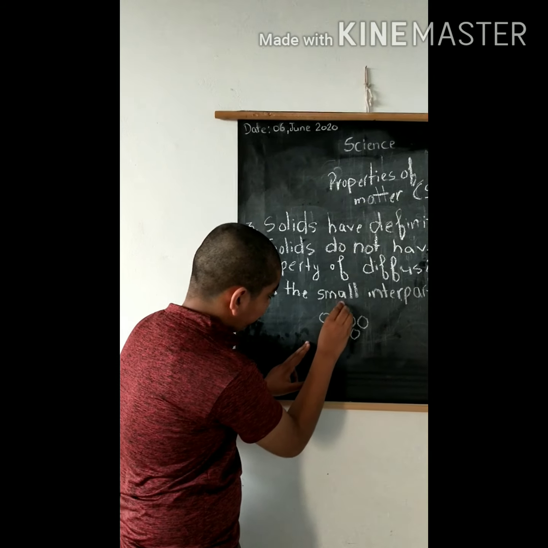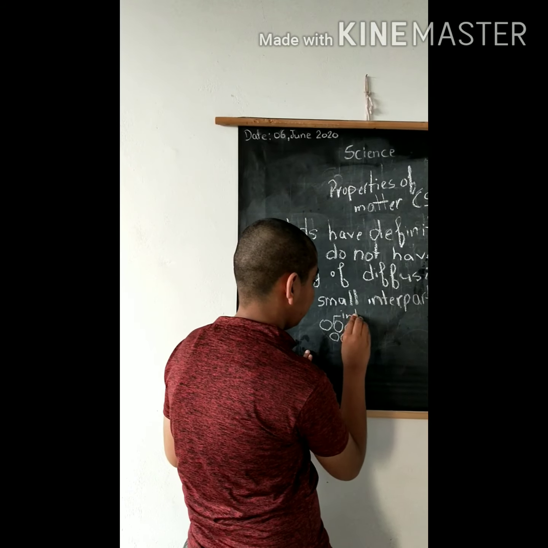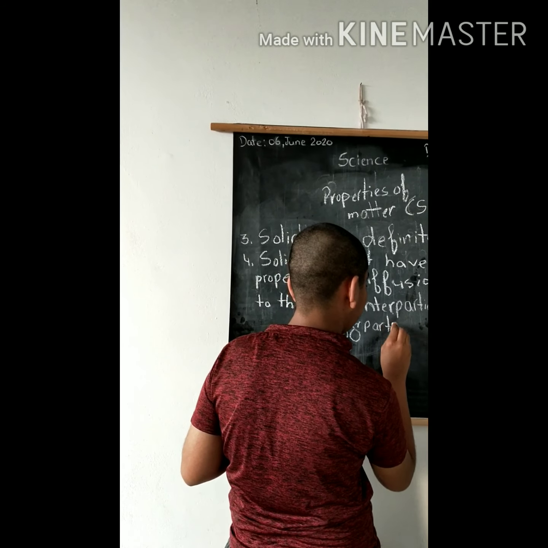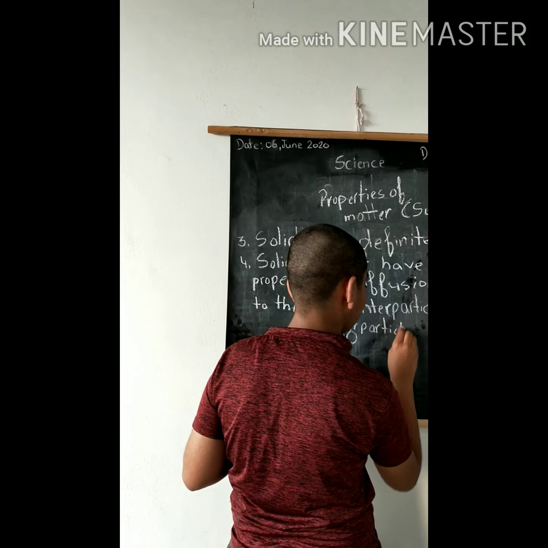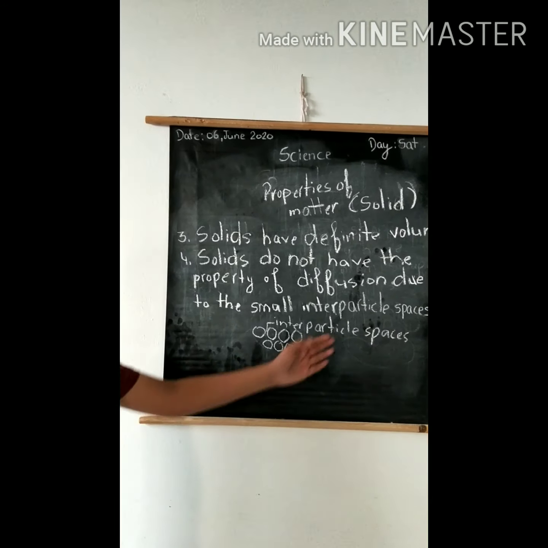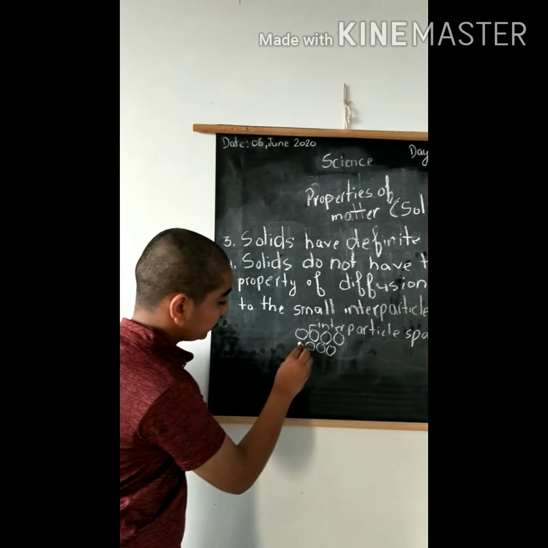These spaces are known as interparticle spaces. Inter means between them, particle means these particles made by, as you all know that, and spaces. This is the meaning of interparticle spaces. Now, this is all. This is the property of solid. Now, I am going to next topic, property of liquid.